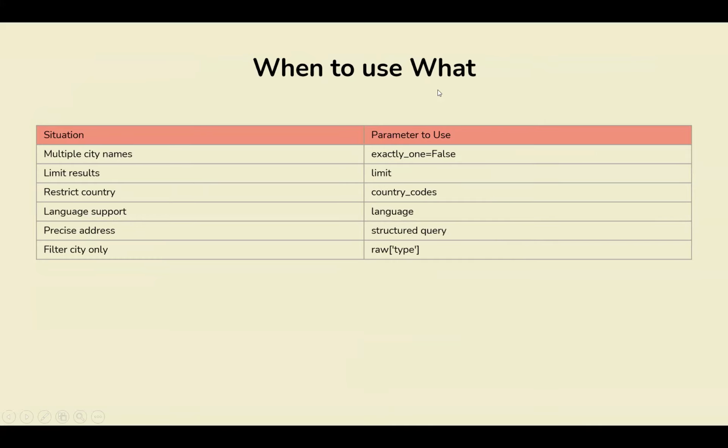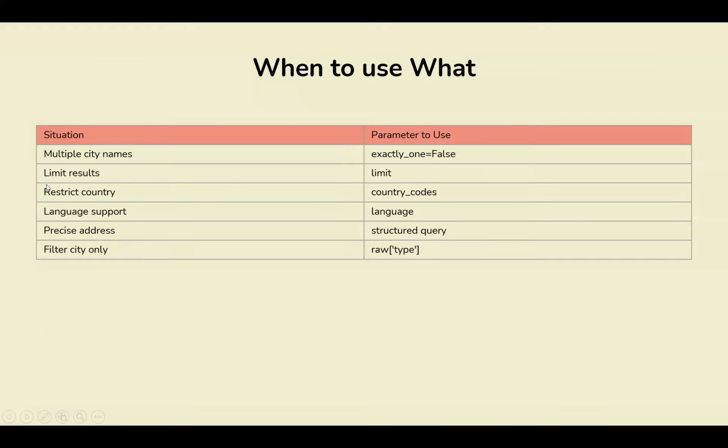When to use what? If the situation is that we have multiple city names, then what parameter can we provide? Exactly_one equal to false. It means if you want to search for something which is available in multiple cities, then if you write exactly_one equal to false, it will give you all the results.